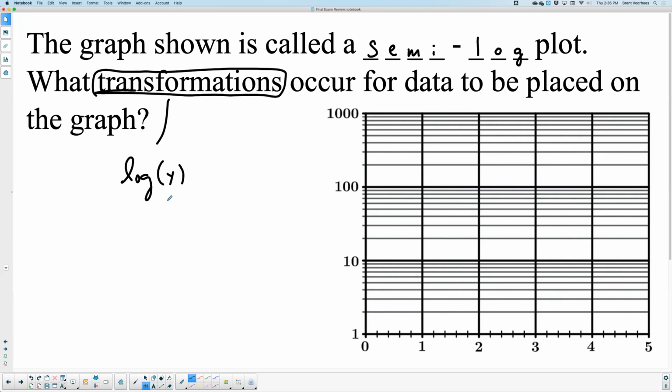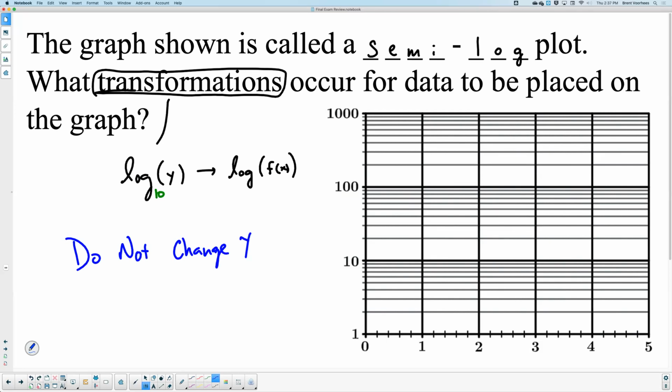So what does it mean to be a common log? Log base 10 of the y values, which means a lot of times you might see it written this way. You might see log of f of x, because what does f of x represent? Y. Now, I want to make sure it's clear. Do we change our data? Do not change your data. What do you change? Just the y-axis.